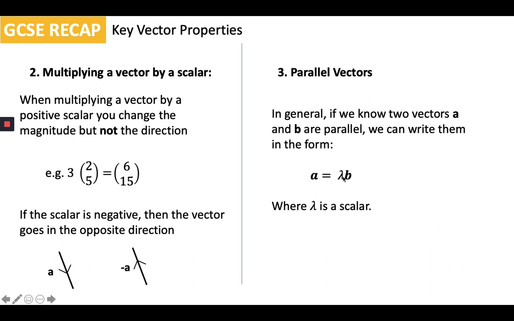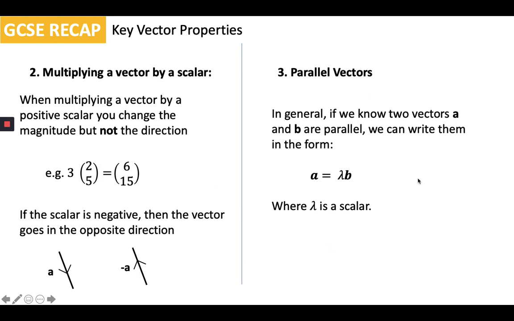So A equals lambda B, where lambda is a scalar. As long as lambda is a scalar, then these two will be parallel, and that is in part because if I multiply something by a scalar, it will not change the direction. It might flip it, but these two are still parallel.